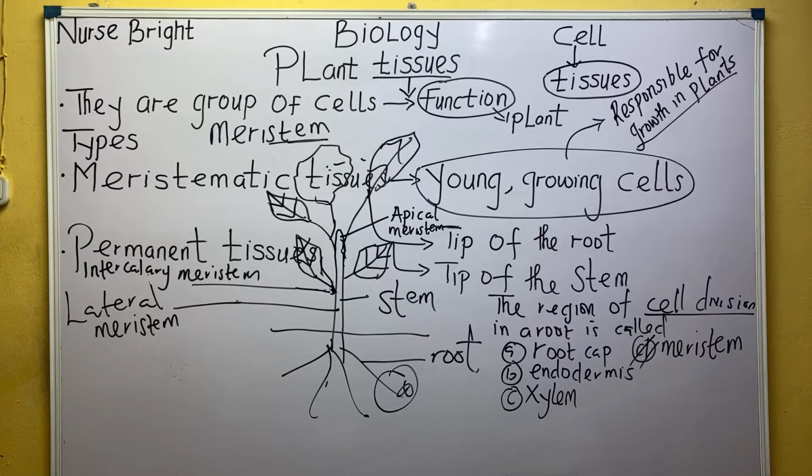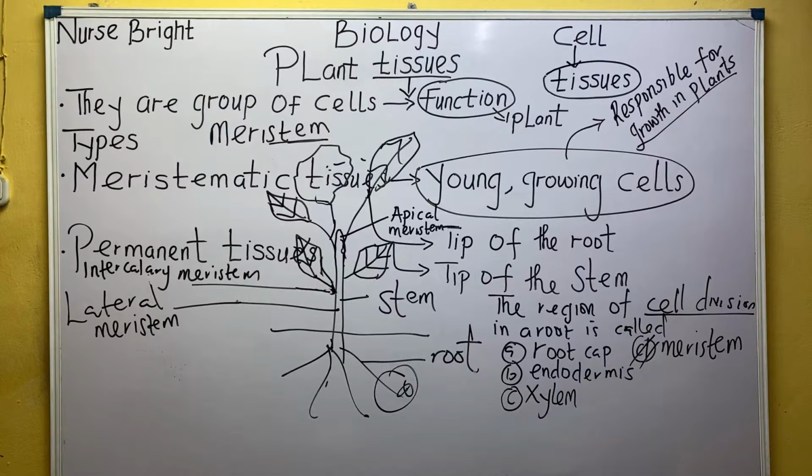Now, do you know why the answer is meristem? It is because the meristem contains young cells, and these cells are always growing. Now let me tell you something. Listen. There is another special type of meristem.